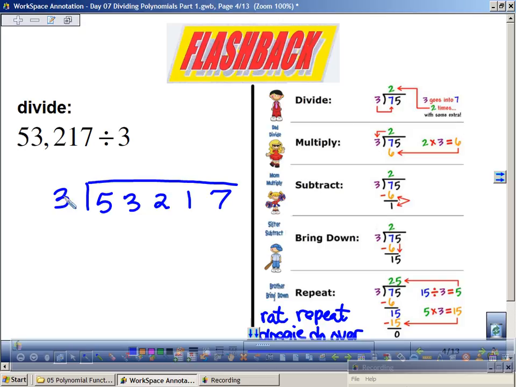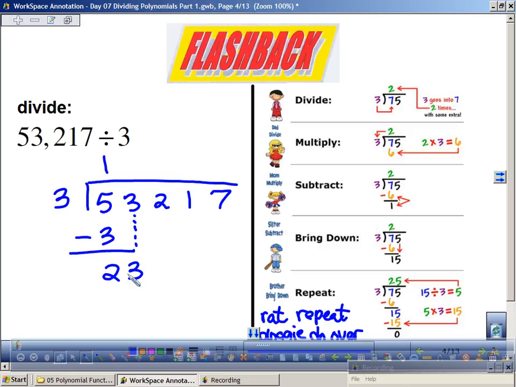Okay, so 3 divides into 5 one time, so that's the dad divide. Then 1 times 3 is 3. That's the mom multiply. Sister subtract. I don't say sister subtract. I say draw the line and change the sign. It may not seem very important right now, but when we start getting into polynomials that we're dividing, you're going to need the draw the line and change the sign and make you say it over and over again. Okay, so 5 minus 3 is 2. Brother bring down.